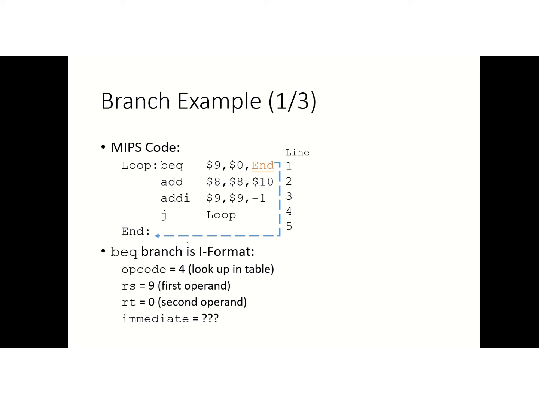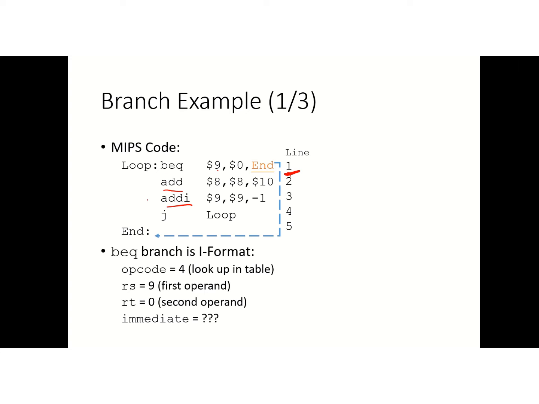Okay, so this is a sample of MIPS code whereby you would loop the command until a certain condition is met. Here, the content inside register 9 is compared to register 0. If it's true, the content is the same, then it would jump to END, meaning it would exit from the loop. So this is on line 1. And then we have ADD $8, $8, register 10. And then ADDI $9, $9, -1.